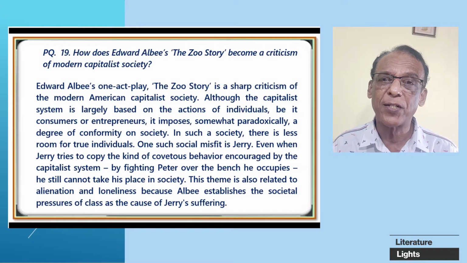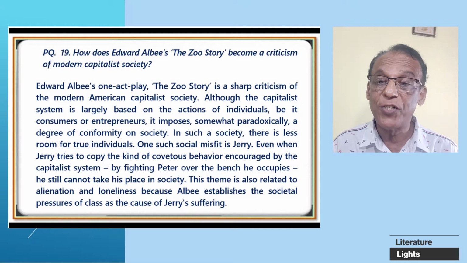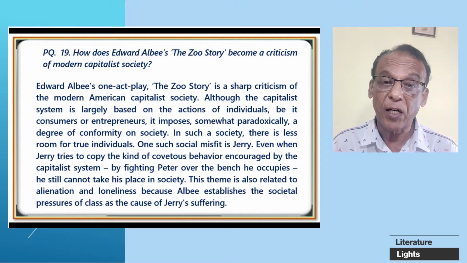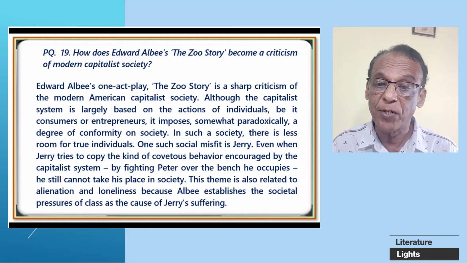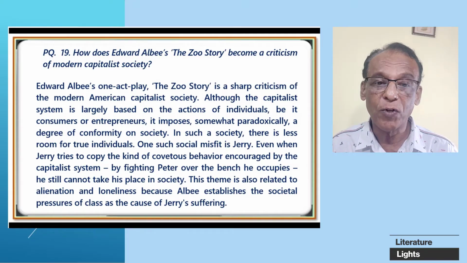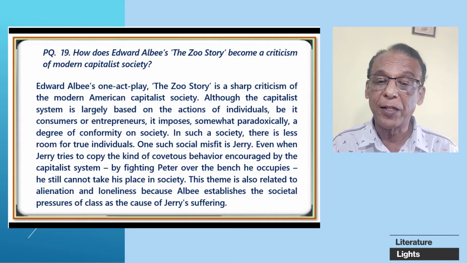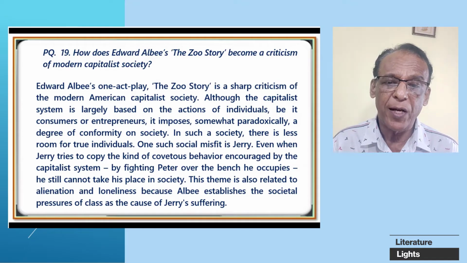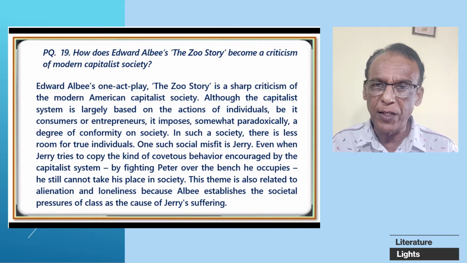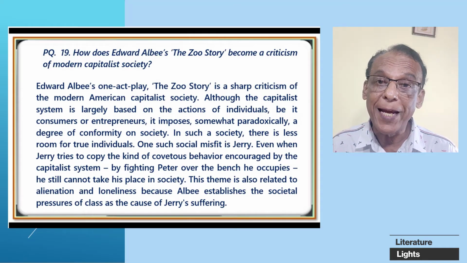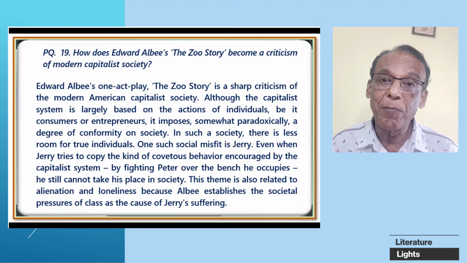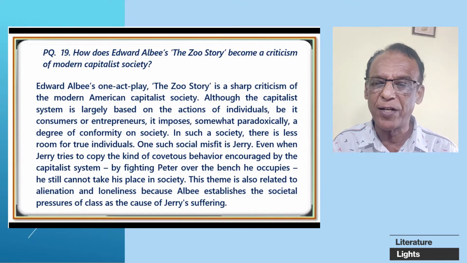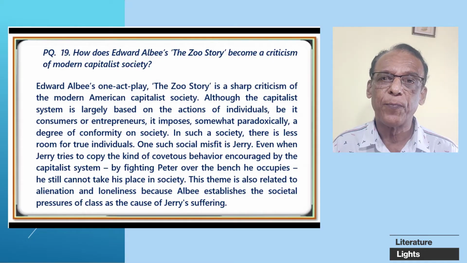One such social misfit is Jerry. Even when Jerry tries to copy the kind of covetous behavior encouraged by the capitalist system, that is, by fighting Peter over the bench he occupies, he still cannot take his place. So he fights for it. Jerry fights for the place, but still he cannot take his place in society. This theme is also related to alienation, isolation and loneliness, because Albee establishes the pressures of class in society as the cause of Jerry's suffering.